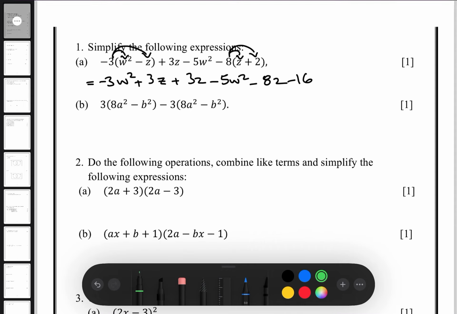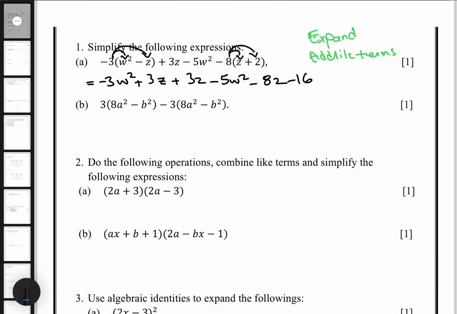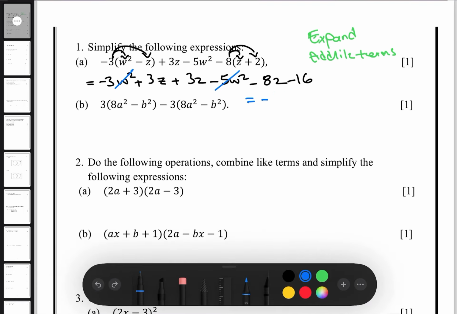So the first thing that I did, again, I'm going to write my steps. I expanded. That's my first step. The second step, I have to add the like terms and simplify, and then I'll be done. So I'm going to add the like terms here. So -3w squared minus 5w squared, they get added. They give me minus 8w squared.